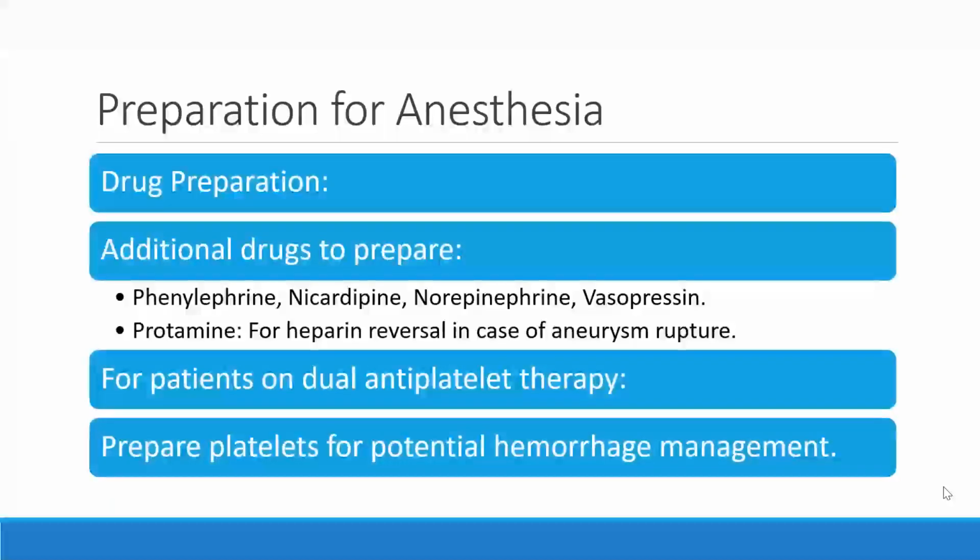We have to prepare normal GA drugs as we prepare for any other procedure, but we have to keep additional drugs ready. We have to keep with us phenylephrine, nicardipine, norepinephrine, vasopressin, and protamine for heparin reversal in case of aneurysm rupture. For patients on dual antiplatelet therapy, prepare platelets for potential hemorrhage management.